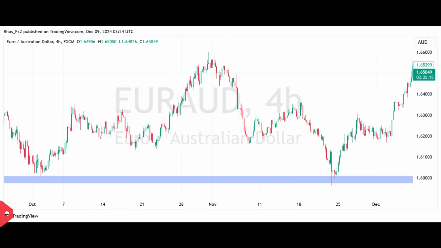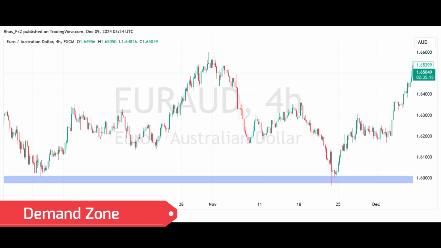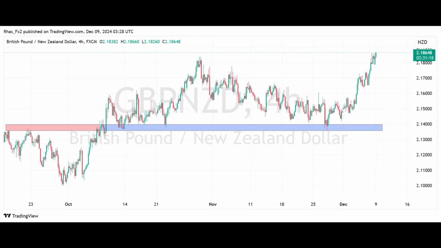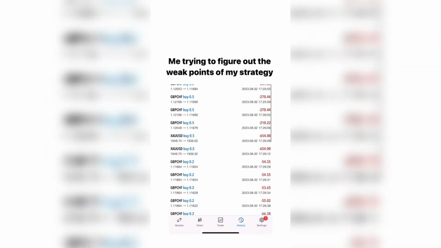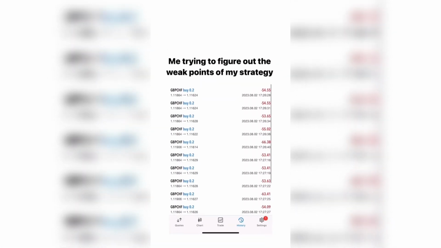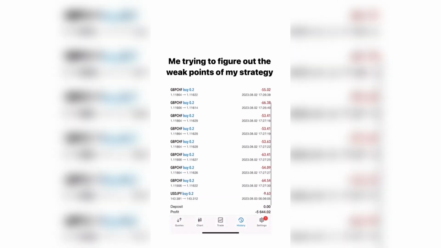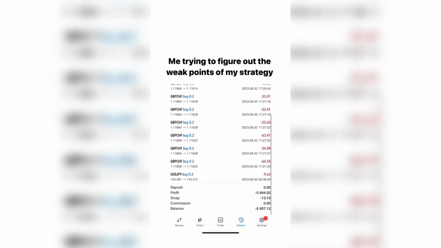A demand zone is an area where buying pressure exceeds selling pressure, causing the price to rise. This zone indicates a price range where buyers are expected to step in heavily, leading to an upward movement in price. To put it short, it's a more advanced version of support, which could result in the end of a downtrend and the starting point of an uptrend.